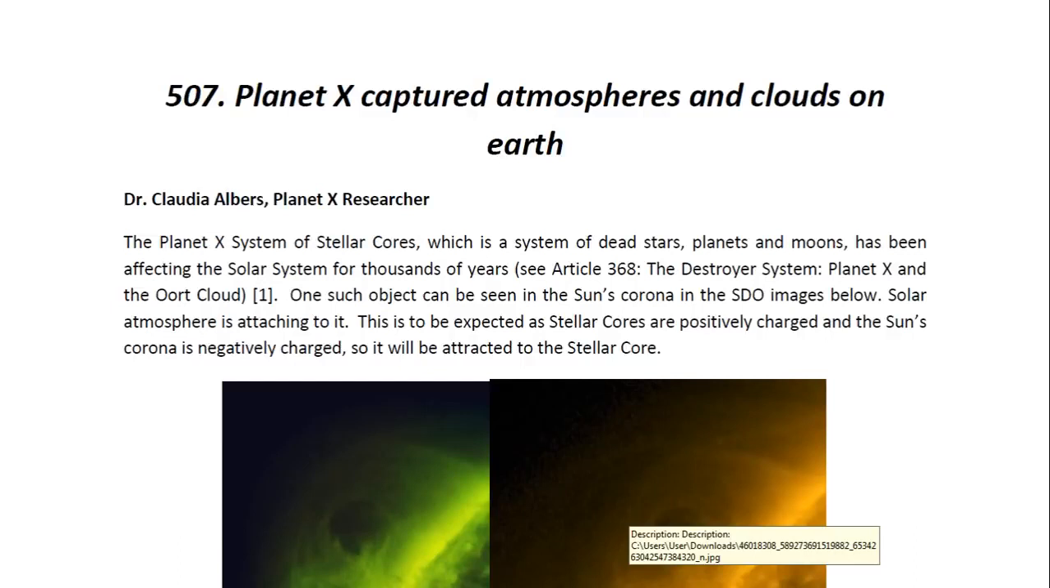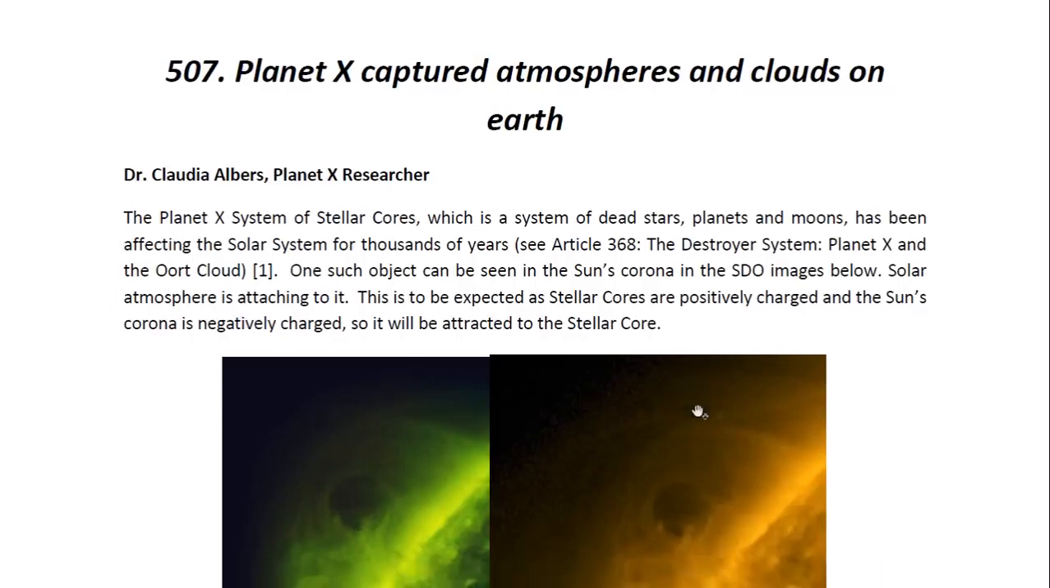This one's entitled Planet X Captured Atmospheres and Clouds on Earth. Now, the Planet X system of stellar cores, which is a system of dead stars, planets, and moons, has been affecting the solar system for thousands of years. And you may look at Article 368 entitled The Destroyer System, Planet X and the Oort Cloud for more details.